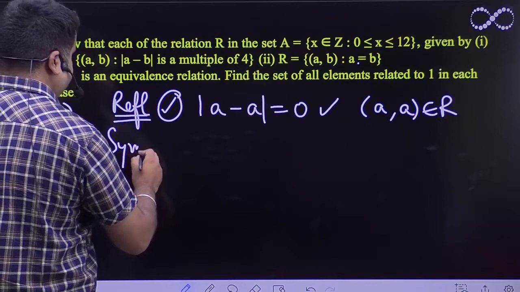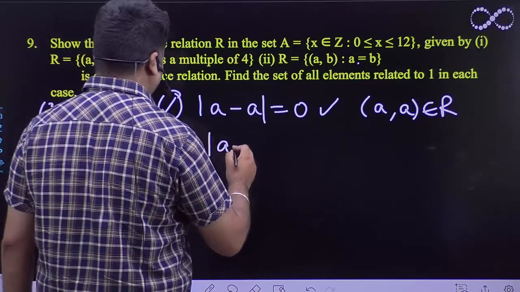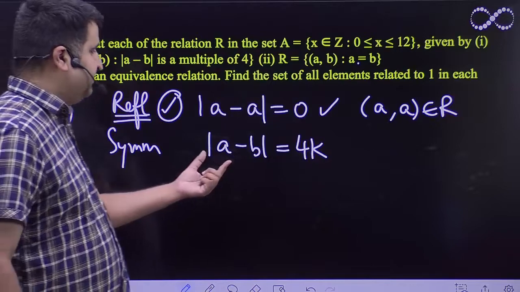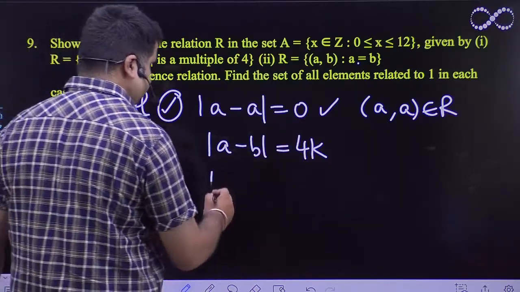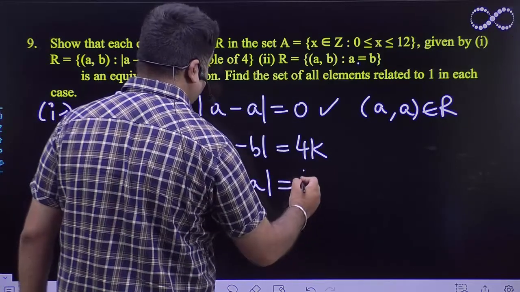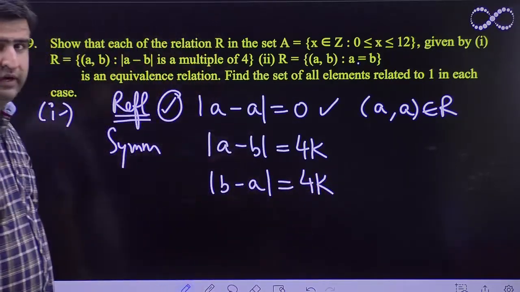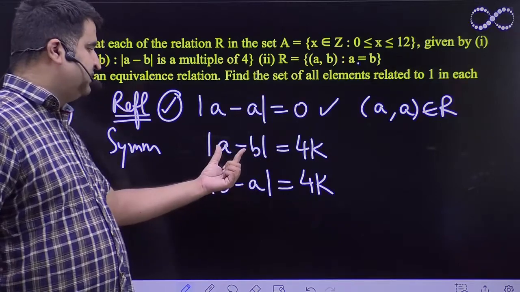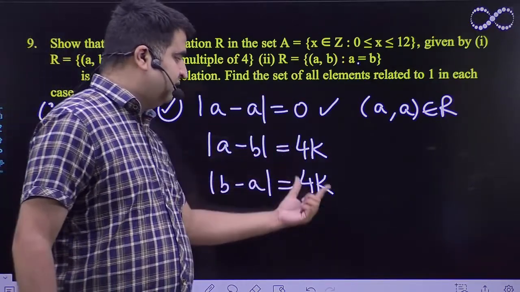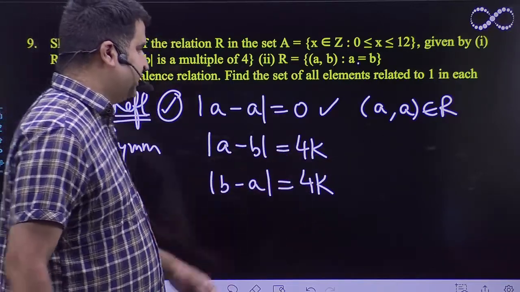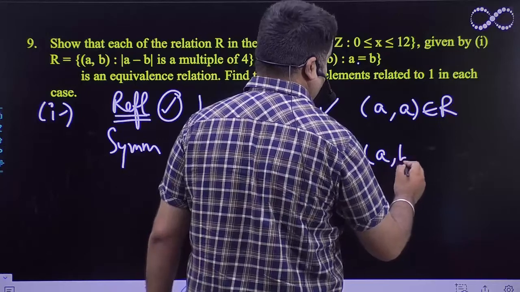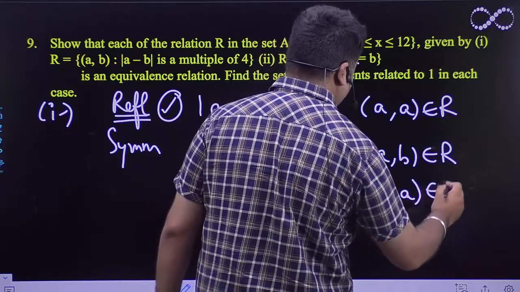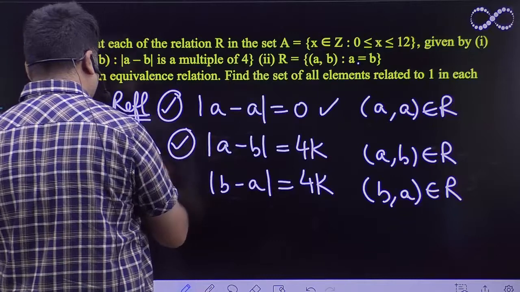Let's check for symmetric nature. If we have A minus B equal to 4K, which means A minus B is divisible by 4, then the value of B minus A will also be equal to 4K. Since A minus B and B minus A are nothing but negatives of each other, but since we are taking modulus, they will both become positive. They will both come out to be 4K. Therefore, these two are equal, and these two satisfy the relation. So if (A, B) belongs to R, (B, A) also belongs to R. This is also a symmetric relation.